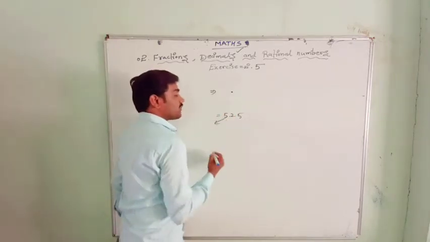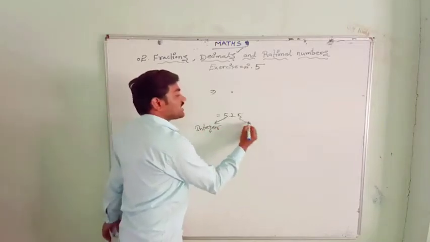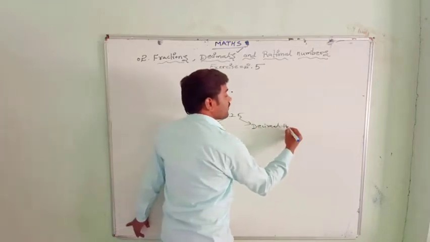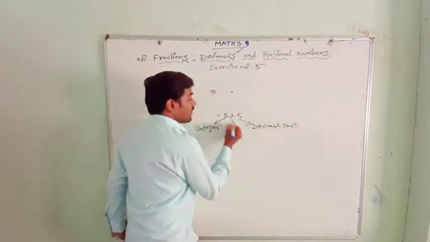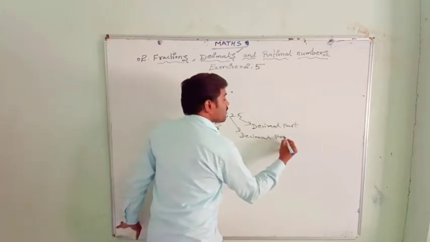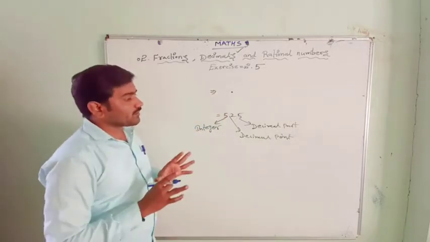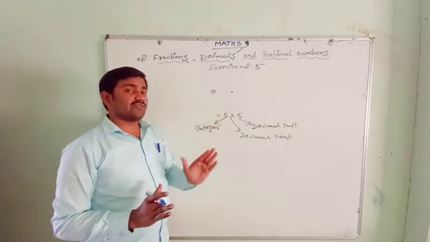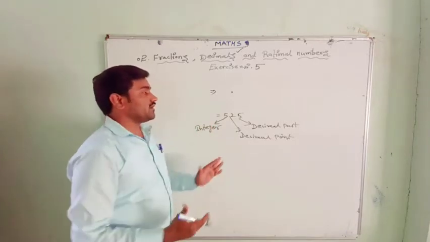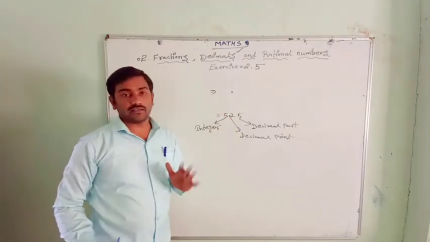The left side part is known as the integer part. The right side part is known as the decimal part. This point is known as the decimal point. So a decimal divides the whole number into two parts, one is the integer part, the other is the decimal part. This dot is known as the decimal point.